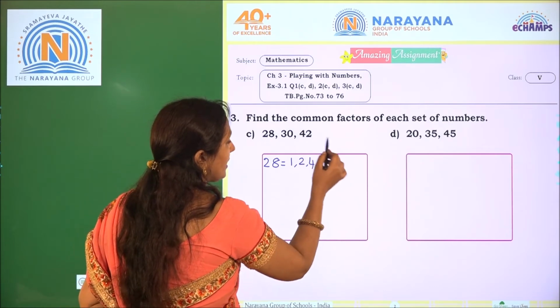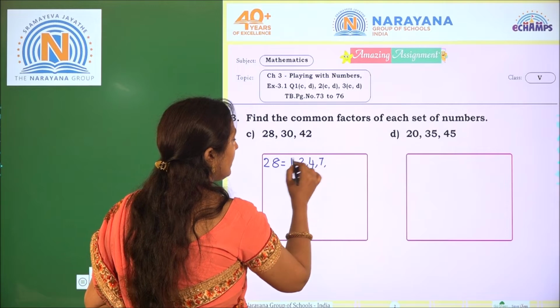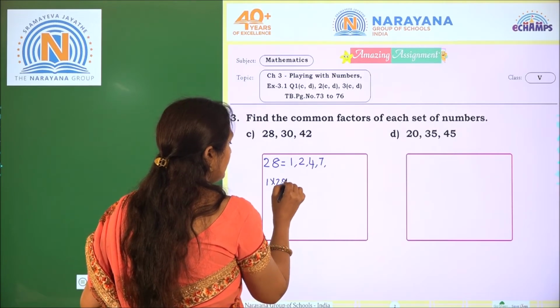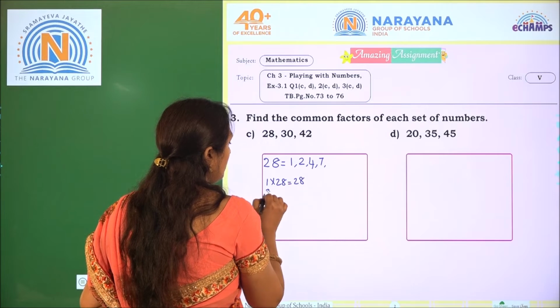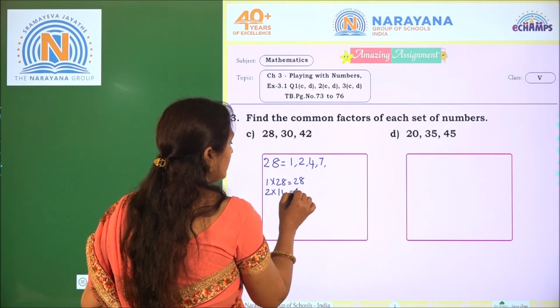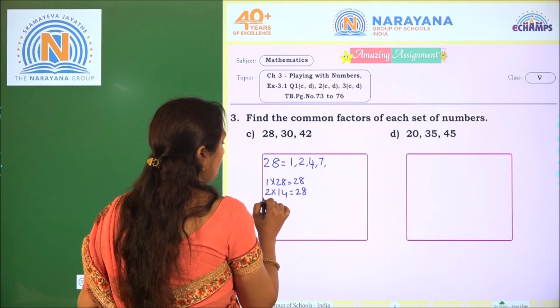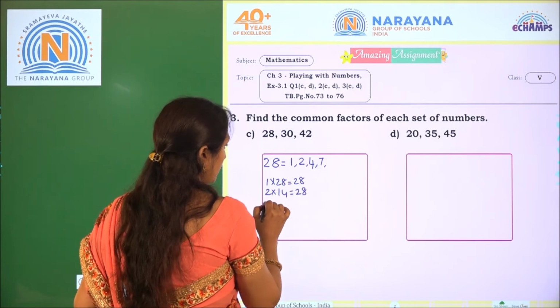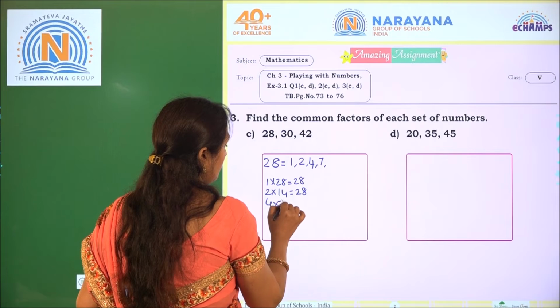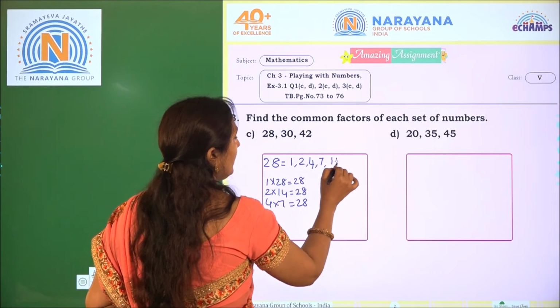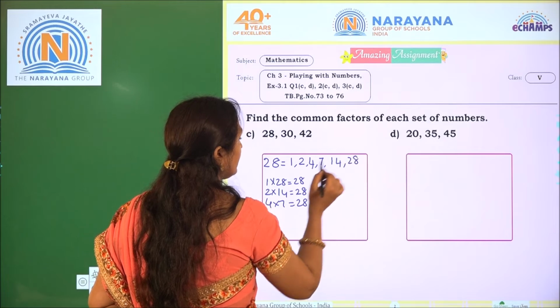See again how many times; it will come again. Here you can check easily. 1 into 28 is 28. 2 into 14, 2 14s are 28. Now 4 7s are 28.